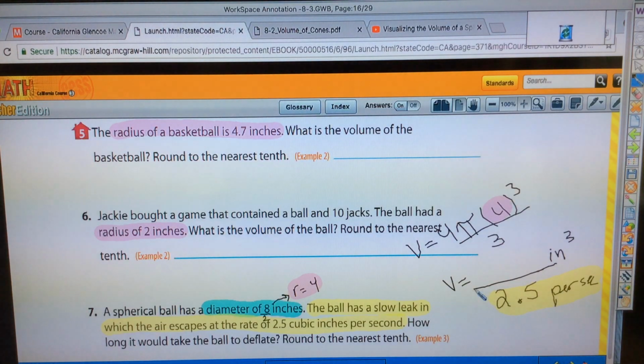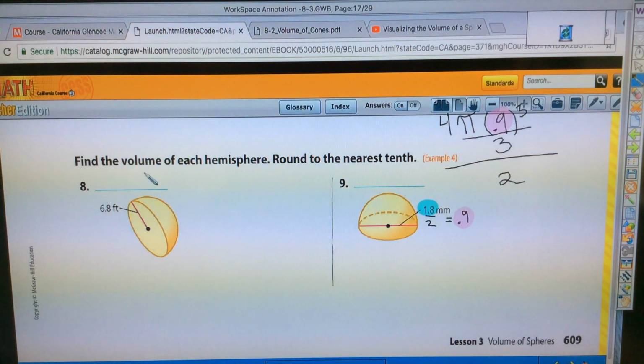All right, so this means division. Go ahead and plug in the volume, divide it by 2.5, and that's going to give you how long it's going to take. Okay, moving on. 8 and 9, hemispheres.